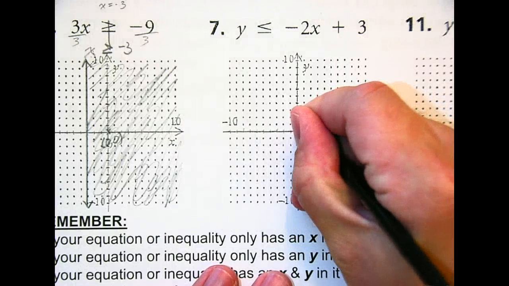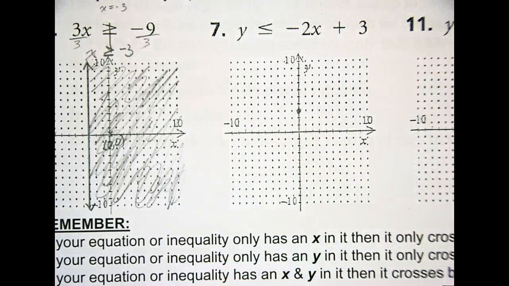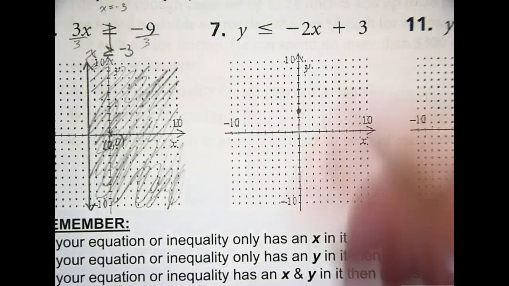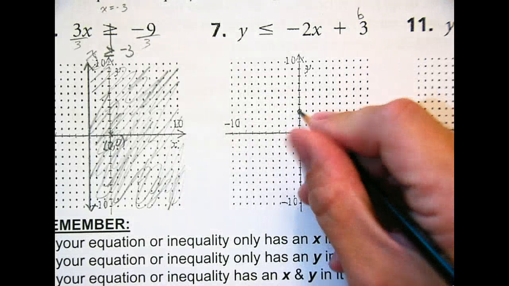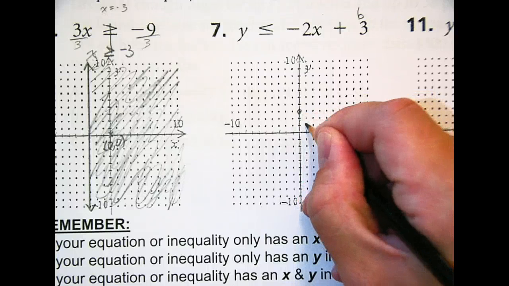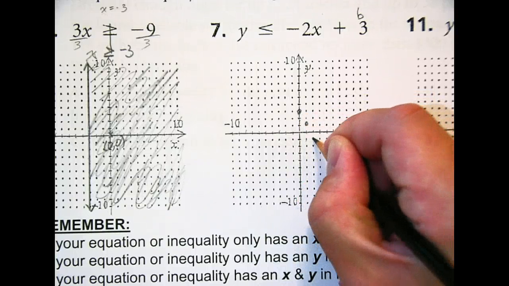Okay, so I need your attention back up here. y equals mx plus b. Eyes and ears focused right here. y equals mx plus b. Here's our b, it's our y-intercept. We go down 2 over 1. Drop down 2 over 1.